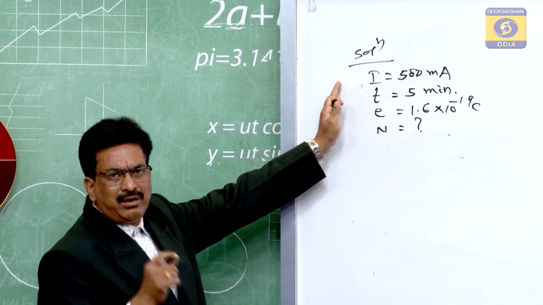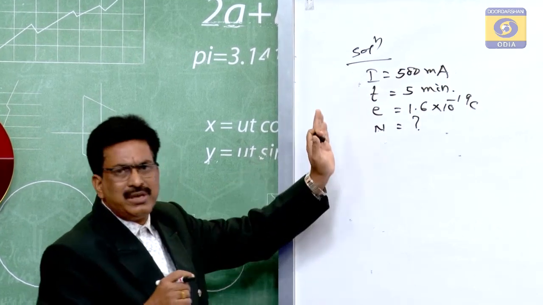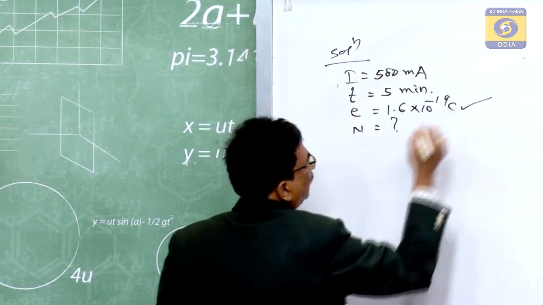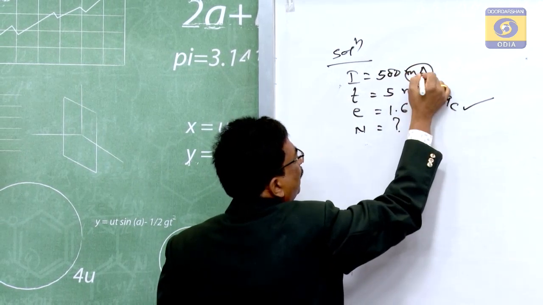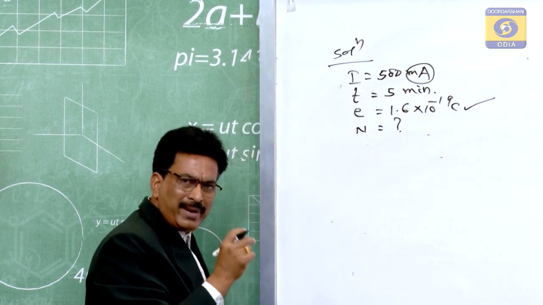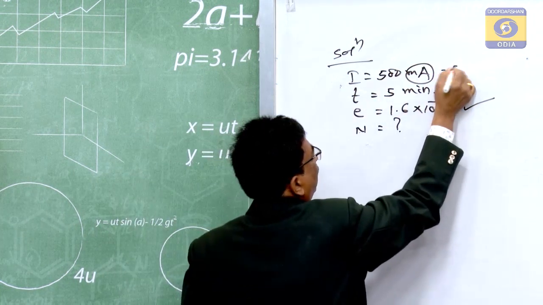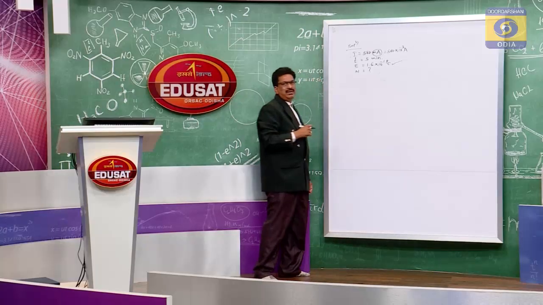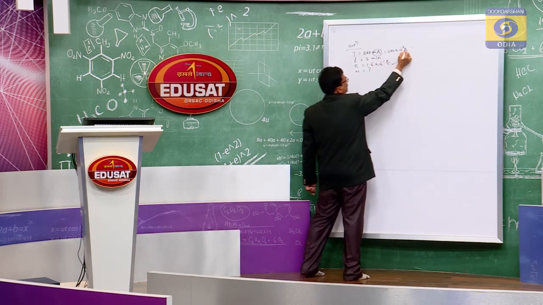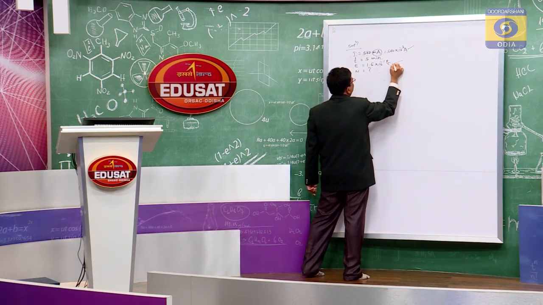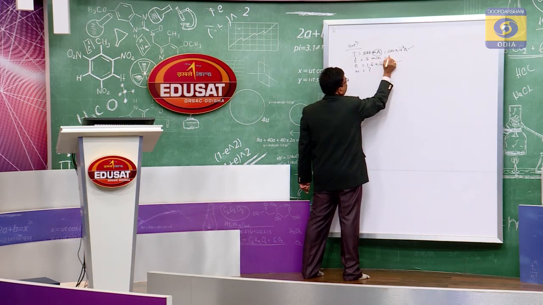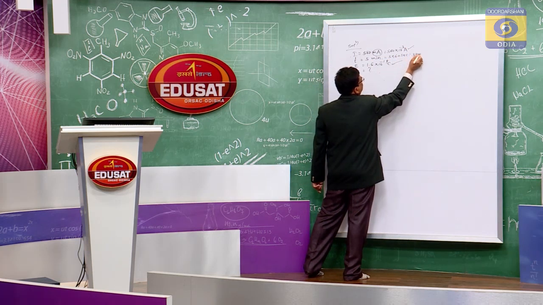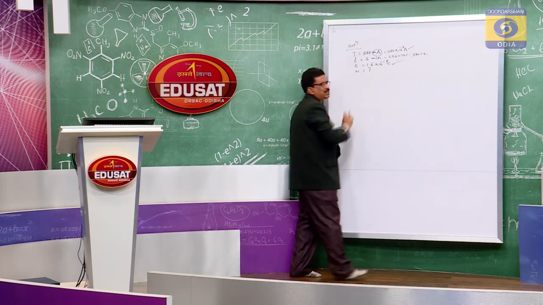First step is you have already gone through the question, and the fourth step is to check whether they are in the same unit or not. As we discussed, coulomb is in the M case, but this is milliampere, not ampere. So you have to make it ampere. For ampere, this milli will be 10 to the power minus 3 with A. The time is always in second. So 5 minute means 5 times 60 second, that is equal to 300 second. So all are in the same unit.